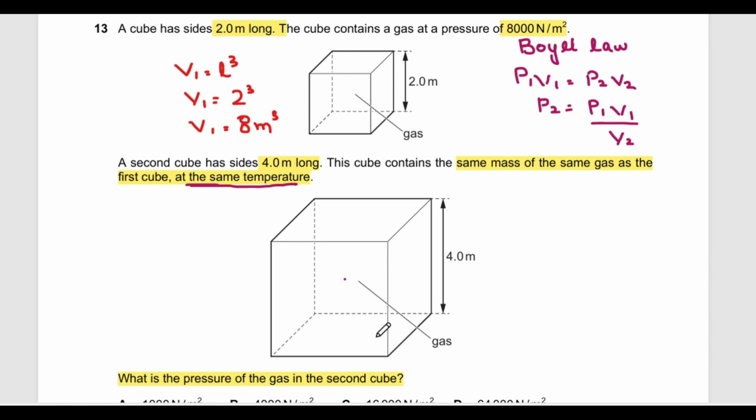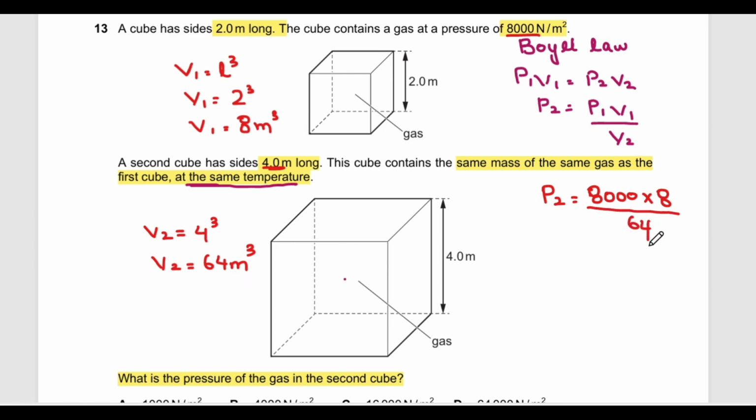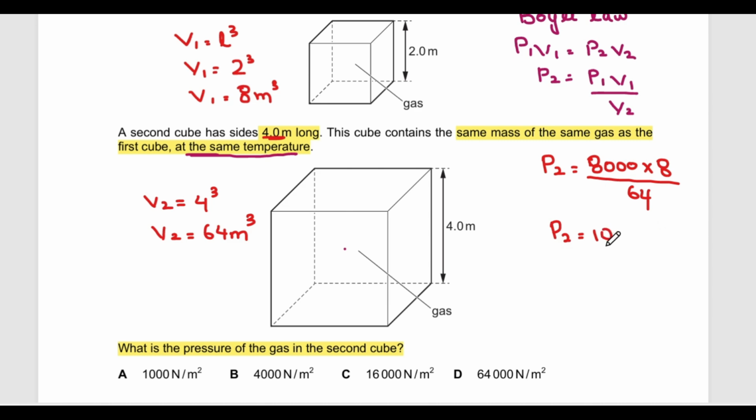Doing the same for the next cube, its volume would be 4 cube because its length is 4 meter. V2 is 4 cube. 4 cube is 64. That means the volume of the second cube is 64 meter cube. Now I'll put the values in the formula. P1 is 8000, V1 is 8, and V2 is 64. I'll do the calculations in the calculator and it will turn out to be 1000 Newton per meter square. That means option A is correct.